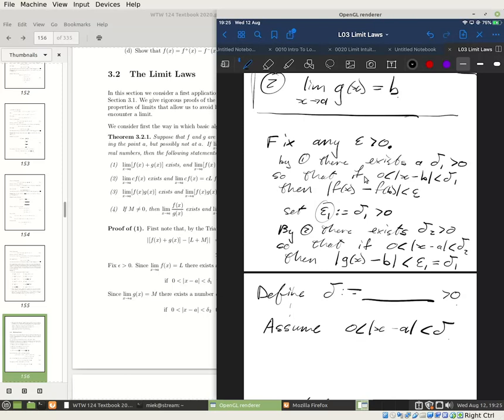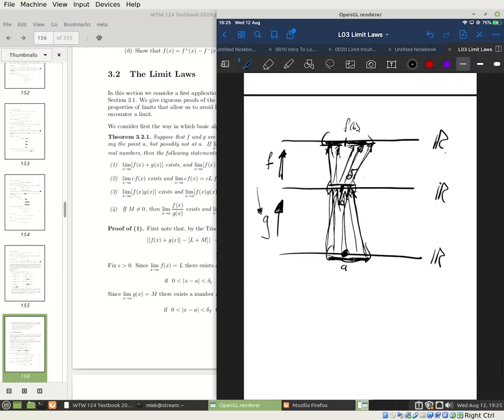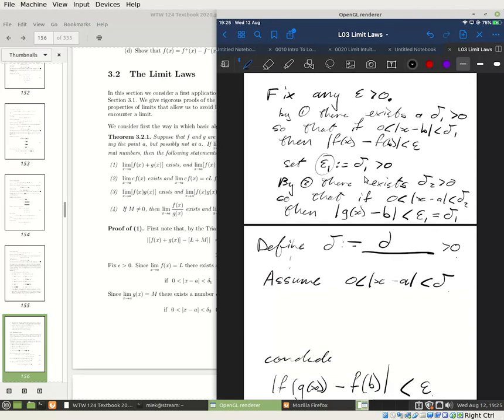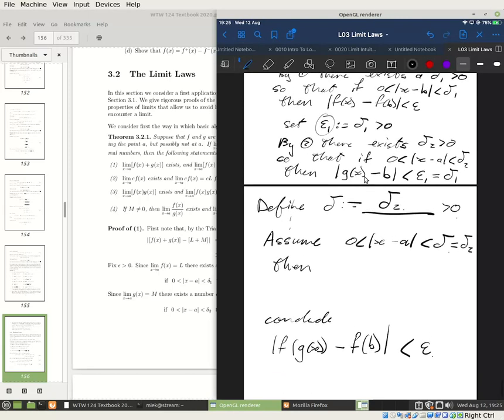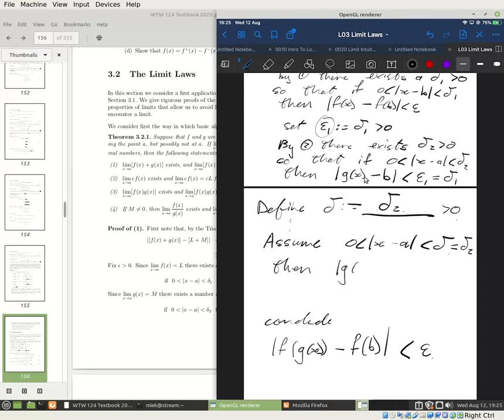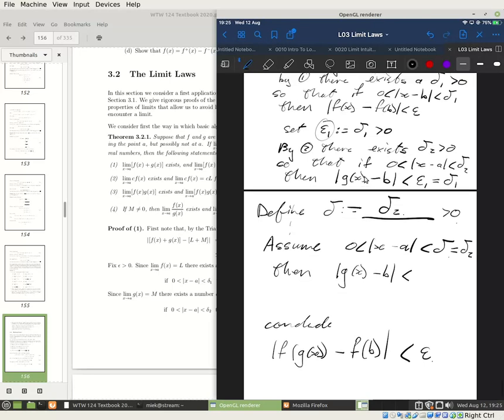Okay, and now the delta that we're looking for is, of course, the delta that we have here. So this will be delta 2. So we define delta to be delta 2, and let's see what happens. So we assume that that is true, but delta is equal to delta 2. Then what do we have? We've got |g of x minus b| is less than epsilon 1, which is less than delta 1.